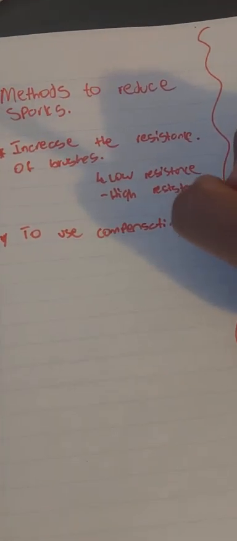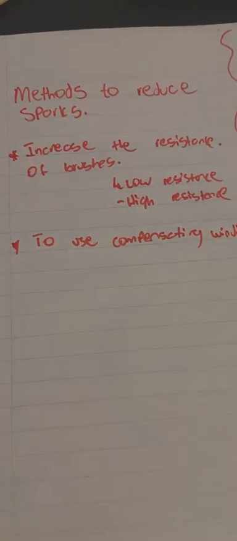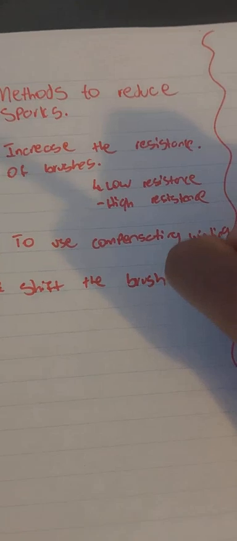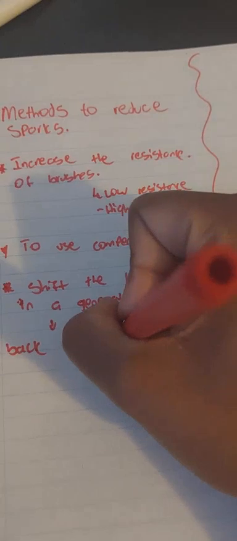And number 2, to use compensating windings, guys. The first one is to increase the resistance of the brushes. The second one is to use compensating windings. And the third one is to shift the brush. It is to shift the brush forward in a generator, and to shift the brush backwards in the motor.